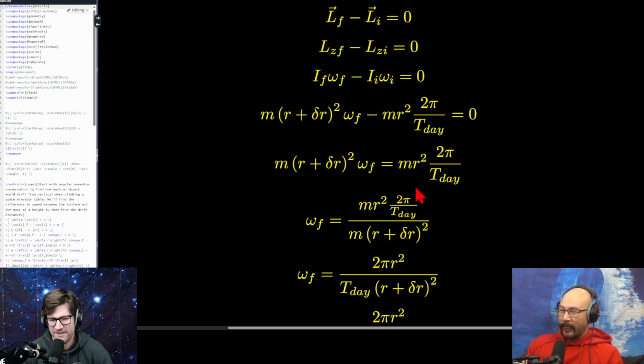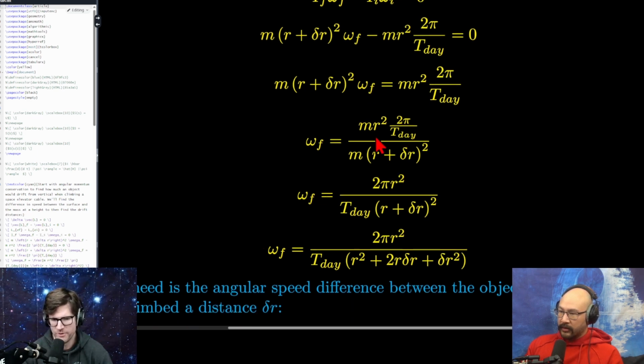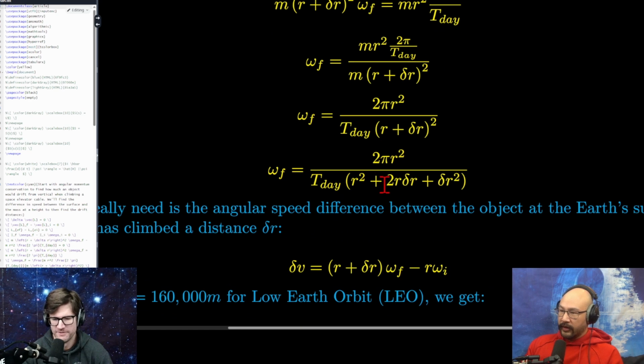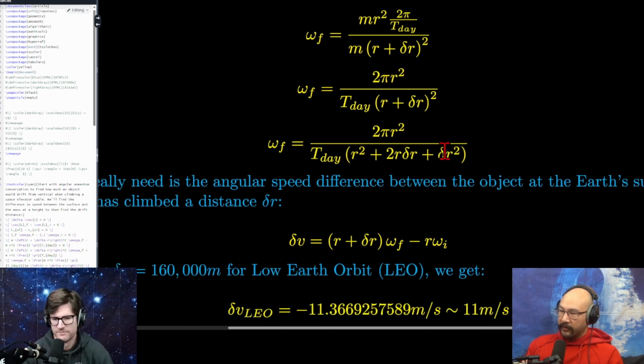Okay, so then we're looking for omega final. We divide by m times r plus delta r squared, bring it under, and then cancel m. Then simplify. I bring the squared through, and I did the FOIL in the denominator. T goes to the bottom, R sticks around, 2 pi stays in the bottom. Then you FOIL it out.